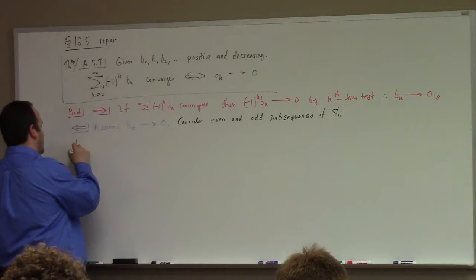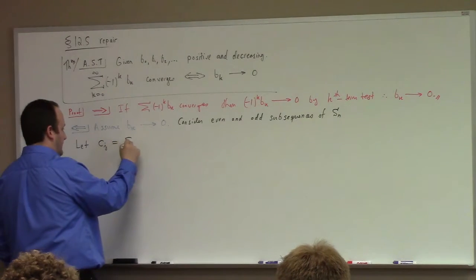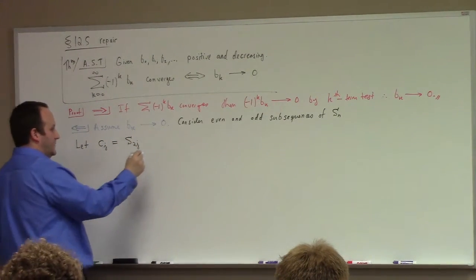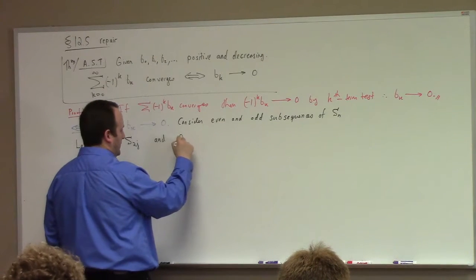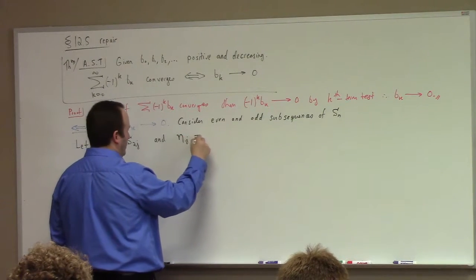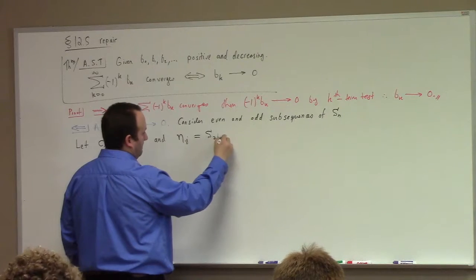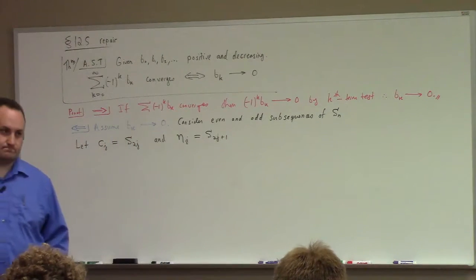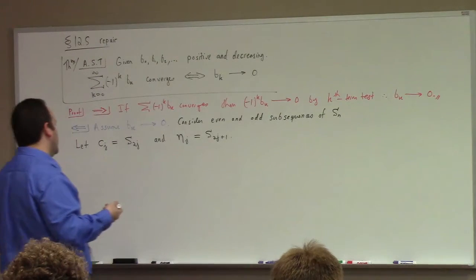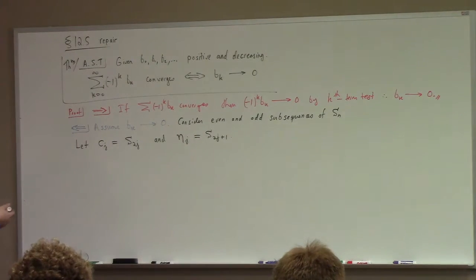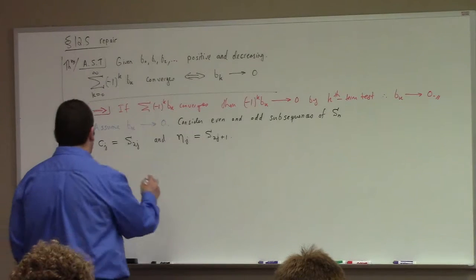So we'll let c_j be equal to S_2j, and I need some other letter, eta I guess is what I used, right? And let eta_j equal S_(2j+1), I suppose. I now want to argue that the even and odd subsequences, well, let's just argue. Let me be careful.